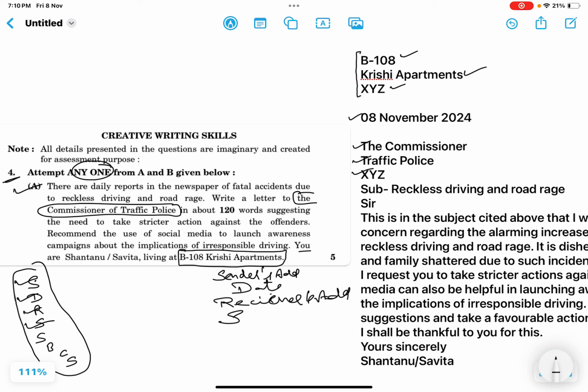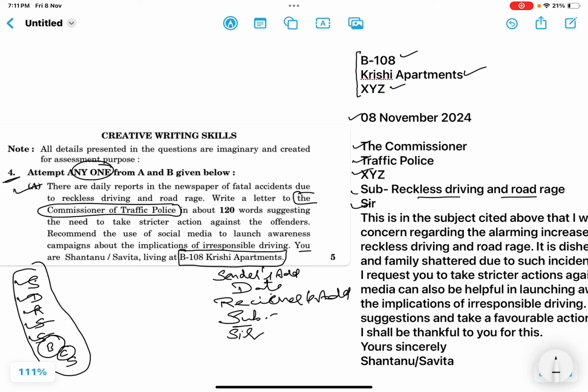Next is subject. Subject means what the letter is about. So you may write some other subjects also. Here I have written this one, reckless driving and road rage, or you can write it like this also, highlighting the need to take stricter action against the offenders or against reckless driving and road rage. Next is salutation, that is sir. Okay, so this one. Then B, body of the letter, we shall talk about it.